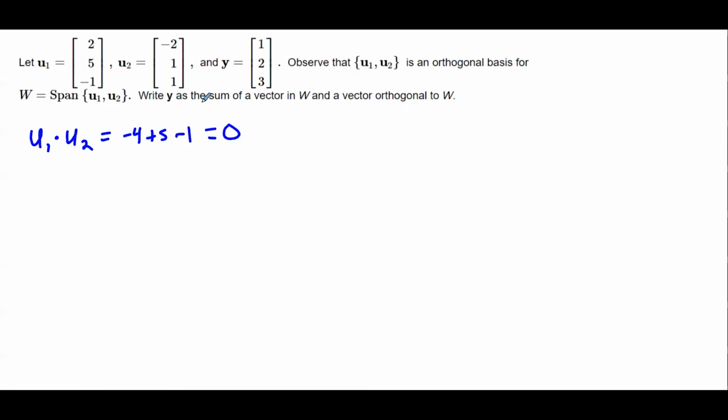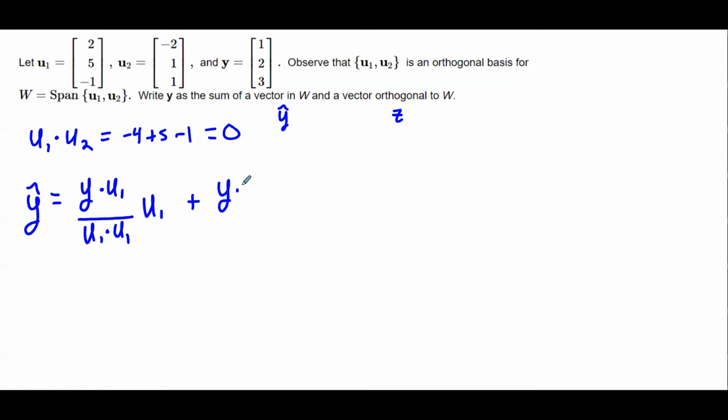It says y is the sum of a vector in W. The vector in W is the vector in the plane. That's y hat, that's the projection. And a vector orthogonal to W, that's the vector that's orthogonal to the plane. That's the vector z. So let's find y hat. It's going to be y dot u1 over u1 dotted with itself times the vector u1, plus y dot u2 over u2 dotted with itself times the vector u2.